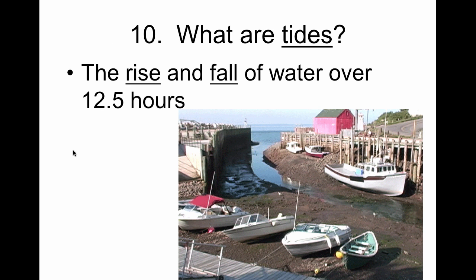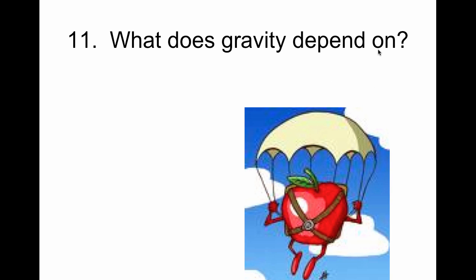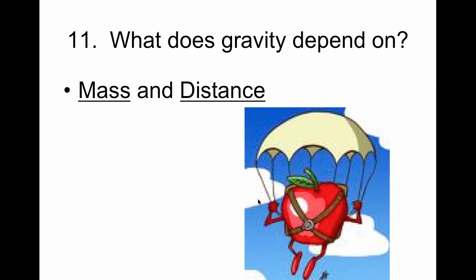This is in Canada, where this happens, and you have a really low tide and really high tide. This is known as the Bay of Fundy. What does gravity depend on? It depends on two things: how massive an object is, its mass, and how close the object is, its distance.